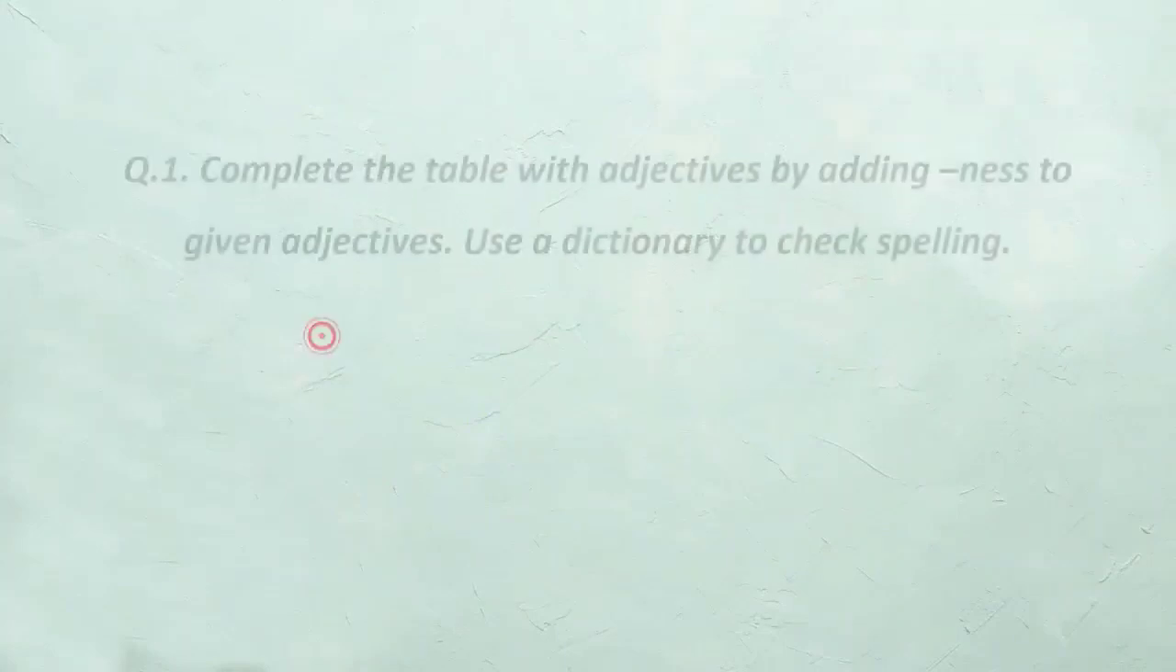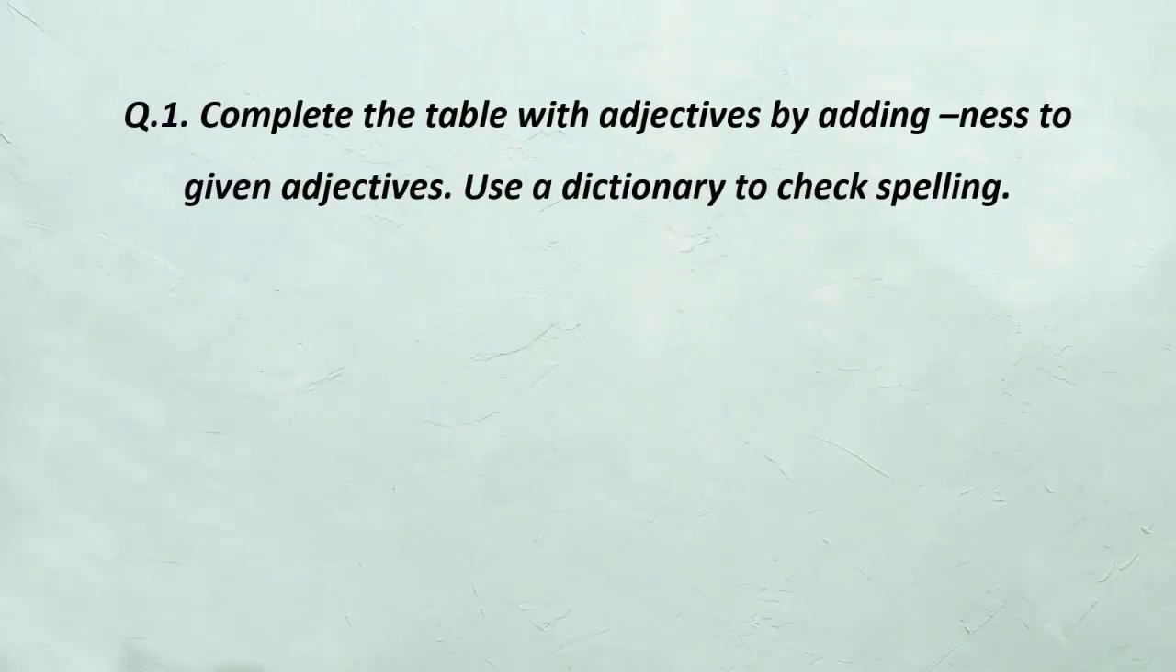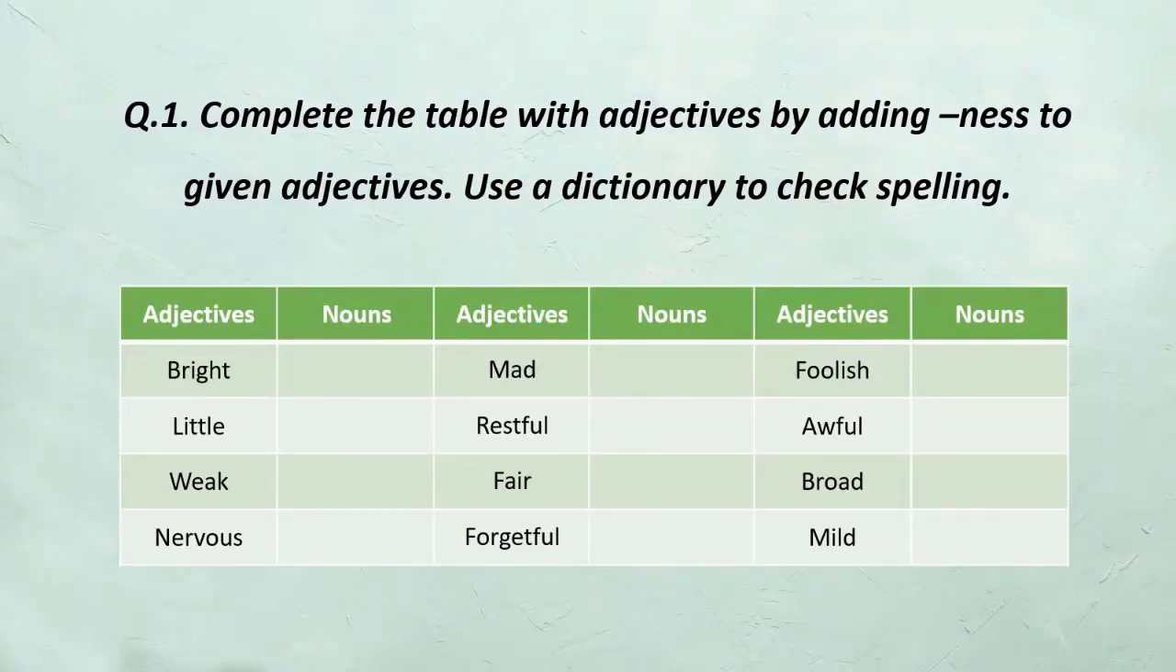Students, now I have a task for you: you have to make nouns from some adjectives by using the suffix NESS. Remember, you have to use a dictionary to do this. Now we have a list of adjectives in front of you in the table. First adjective is bright, little, weak, nervous, mad, restful, fair, forgetful, foolish, awful, broad, and mild. Now think about these adjectives and try to make the nouns of these adjectives. You can use the dictionary as well.